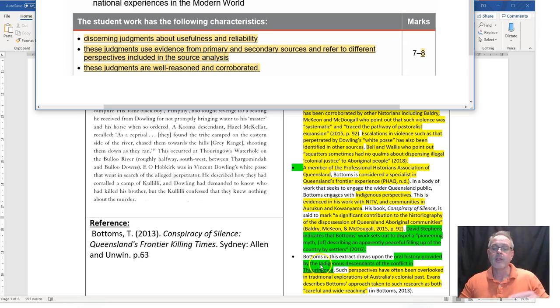All right, then another bit of feature, and then I'm back to referring to perspectives that are included in my source analysis, perspectives about these sources. The perspectives of oral history have been overlooked in traditional approaches. And then another historian, Ray Evans, says that Bottoms has taken a careful and wide-reaching approach to his work, which gets at reliability, gets at, again, a corroboration of my views, it gets at other sources all interplaying together to give a very clear idea that this is a reliable source.